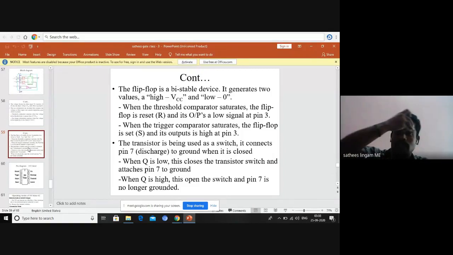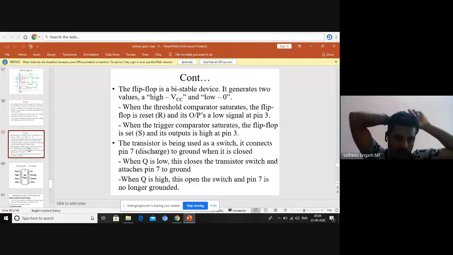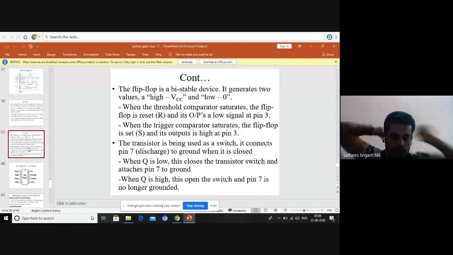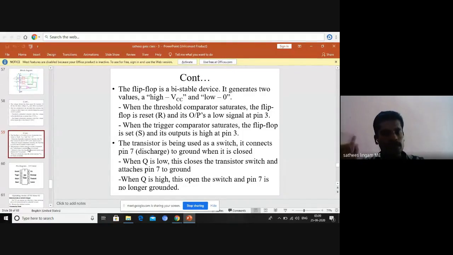When the threshold comparator saturates at two-third of VCC, the flip flop output at pin number 3 is low. When the trigger comparator saturates at one third of VCC, then the output pin is high.